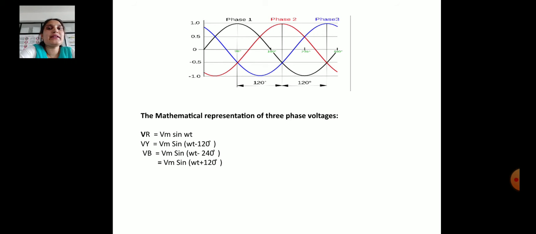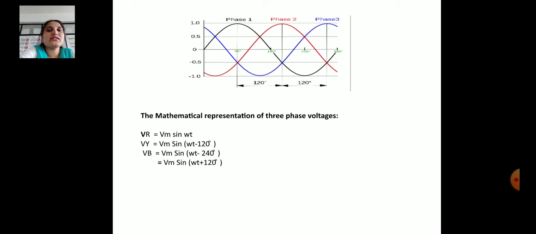Now what is the mathematical representation of these three phase voltages? In the three phase system we mark the phases as R, Y, B, so the voltages are VR, VY and VB. I can take VR as a reference. As it is a sinusoidal voltage, we represent it as VR equals Vm sin omega t, where Vm is the maximum value of voltage. Now VY is Vm sin(omega t minus 120 degrees). All three voltages are 120 degrees apart from each other.